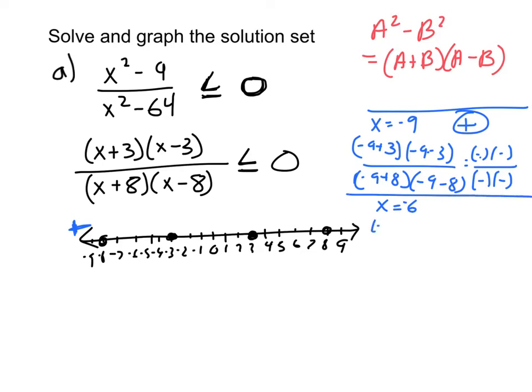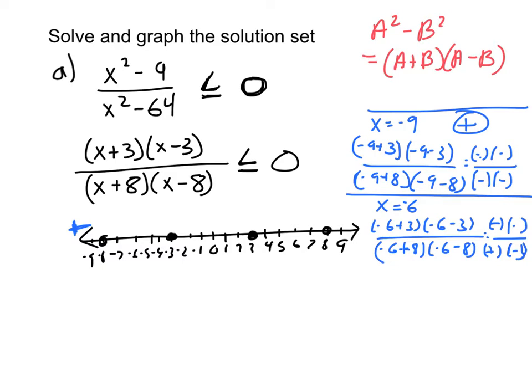So I'll do -6 plus 3, -6 minus 3 over -6 plus 8, -6 minus 8. Okay, so then I'll have, -6 plus 3 is a negative number, it's -3. -6 minus 3 is also a negative number. -6 plus 8 is a positive number, it's 2, right? -6 minus 8 is a negative number.